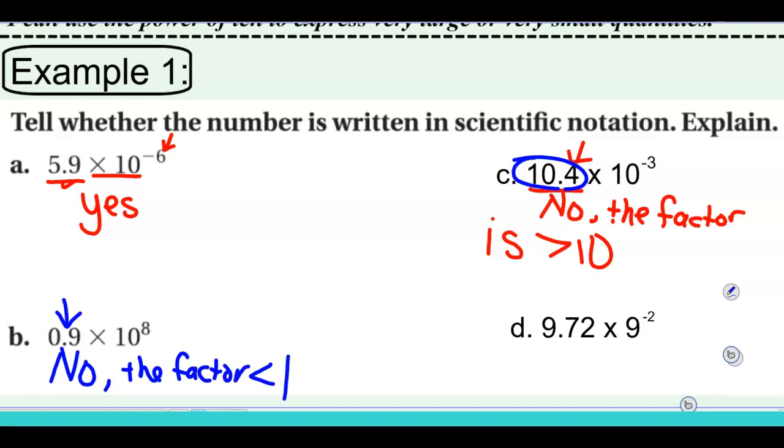And then let's look at D. Let's see, my factor, yep, 9.72. It's okay to have the 0.72 as long as this factor here is less than 10. And then we have times 9. It cannot be. So this is the wrong part. So it's no, and it's not multiplied by 10, not times 10. We have to have 10 as the base over there that we're multiplying and raising to a power. So that's the first part of scientific notation, just identifying if it's in the correct form.